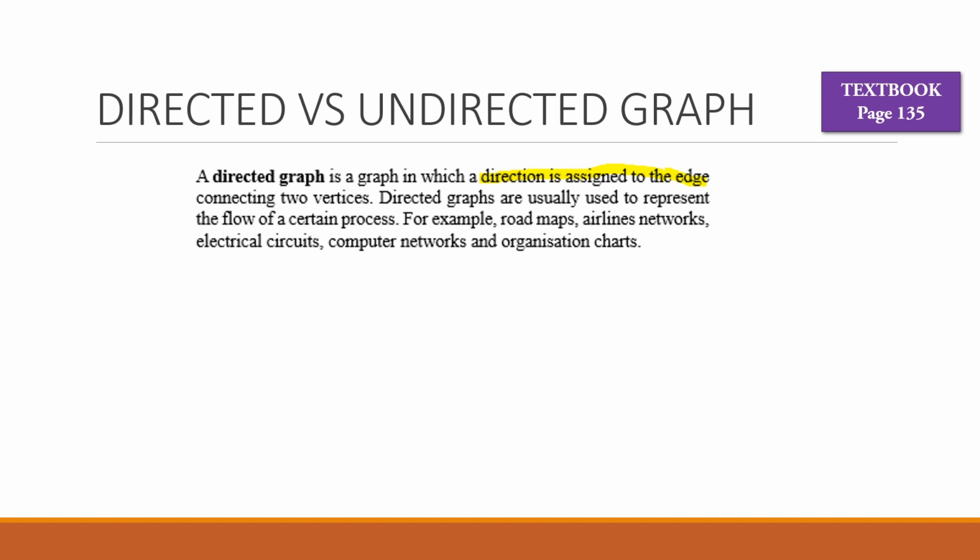The directed graph is usually used to represent a flow of a certain process. The examples where we normally use directed graphs are road maps, airlines, networks, electric circuits, computer networks, and many more. The important thing in directed graph is that it has direction.